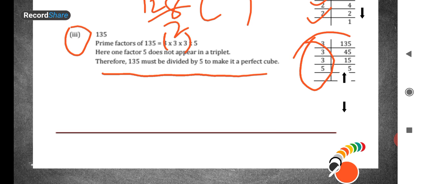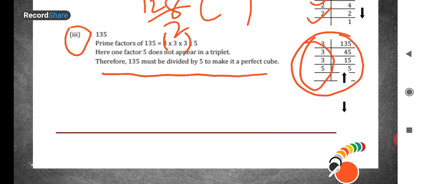All you have to do is find the prime factors, and whatever is left over without a triplet, that will be divided. Okay, and if it is to be multiplied, then you have to multiply. How much is needed, that much you have to multiply, and what is extra, that one you have to divide. If the question is asking for dividing, then you have to divide. If the question is asking for multiplication, then we have to multiply, isn't it?